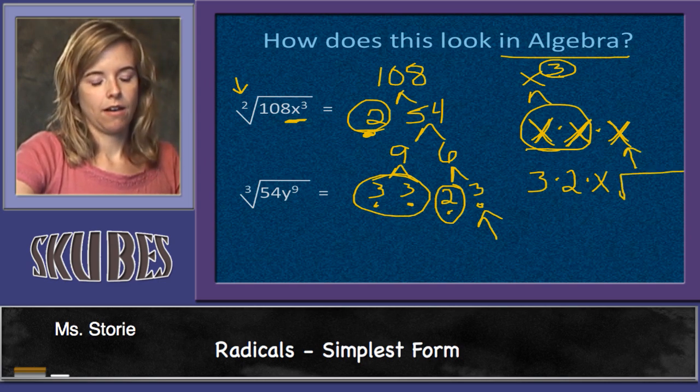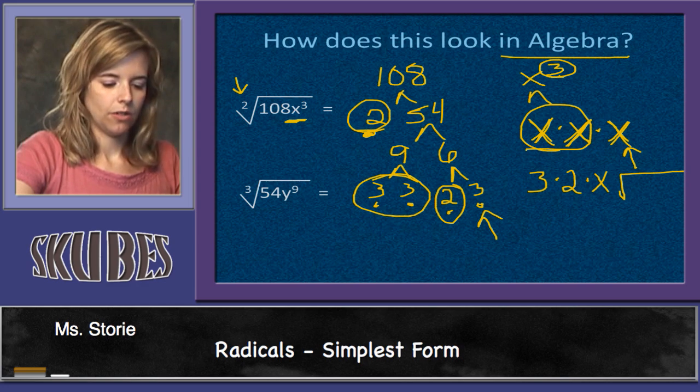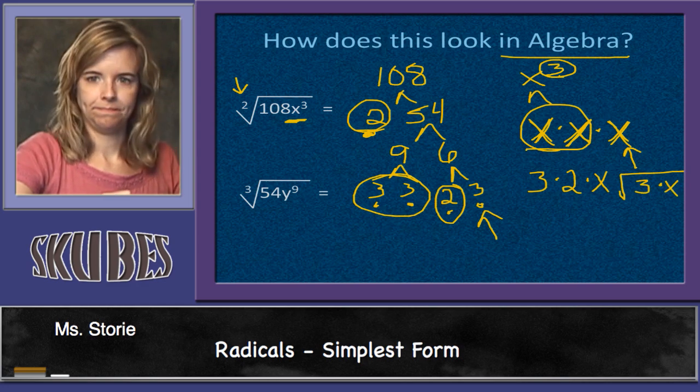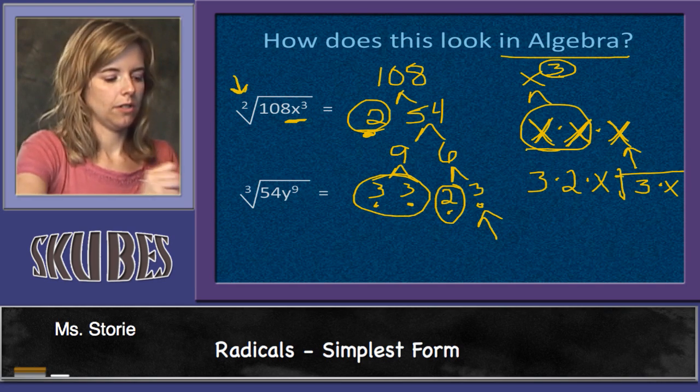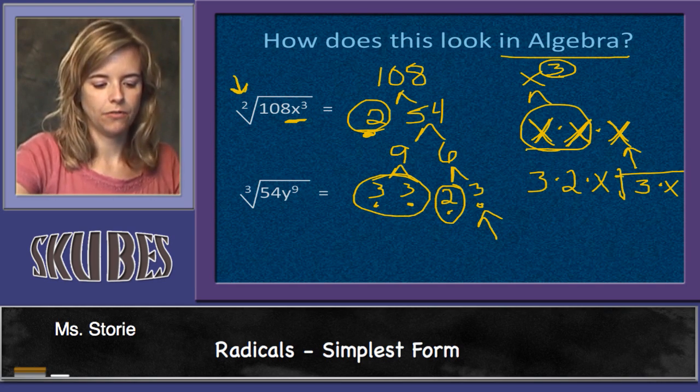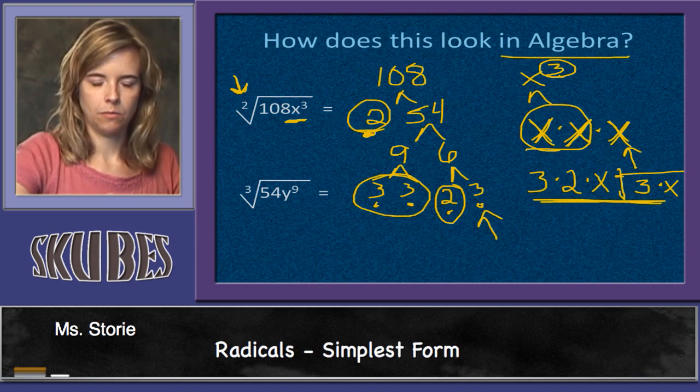That means they have to stay back underneath the radical sign. So you're going to have a 3 and an x. And right here is your index of 2, because that's where it was originally. Now, this is not simplified yet, so we have to go ahead and simplify it.